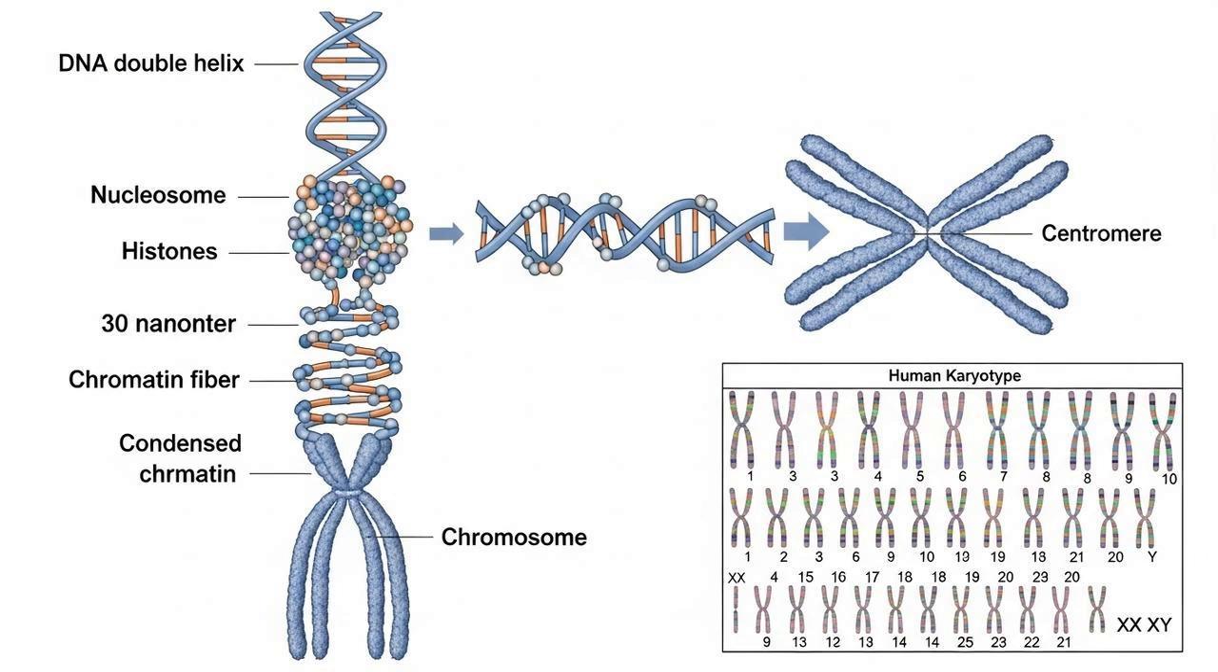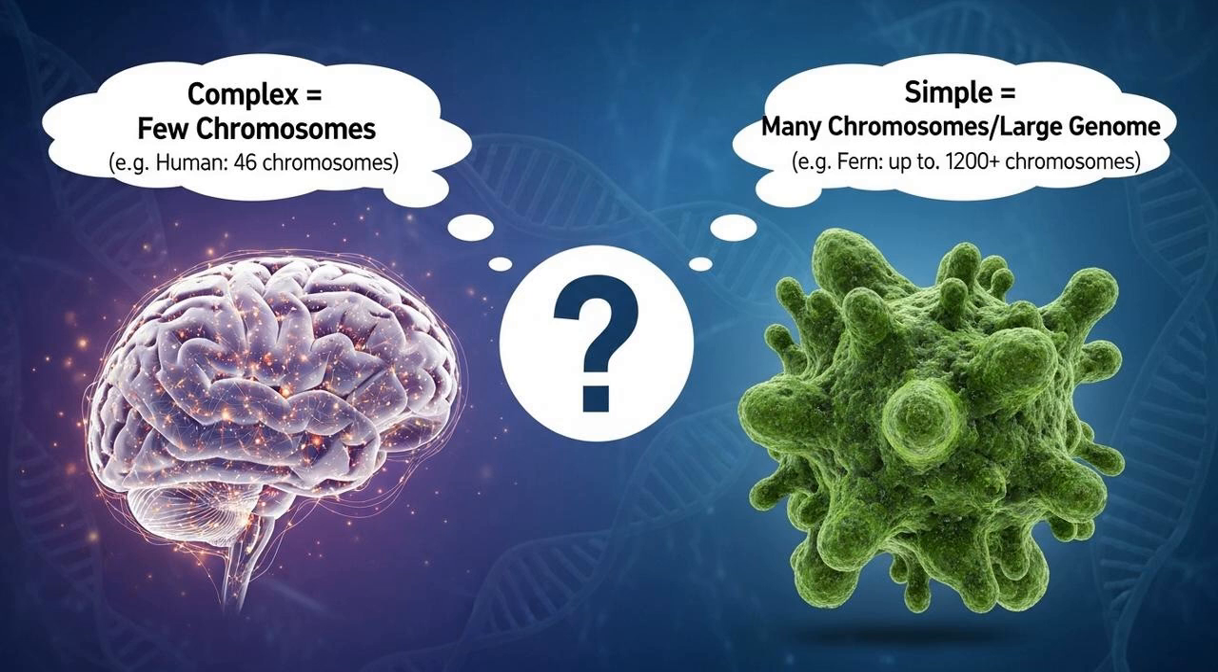Humans have 22 of these pairs, plus 1 pair of sex chromosomes, XX for females and XY for males, making 46 total. This complete set of chromosomes, its number and appearance, is called a karyotype, and it's a signature for a species. For a long time, the intuitive assumption was that more complex organisms must have more genetic material and, by extension, more chromosomes. It just makes sense, right?